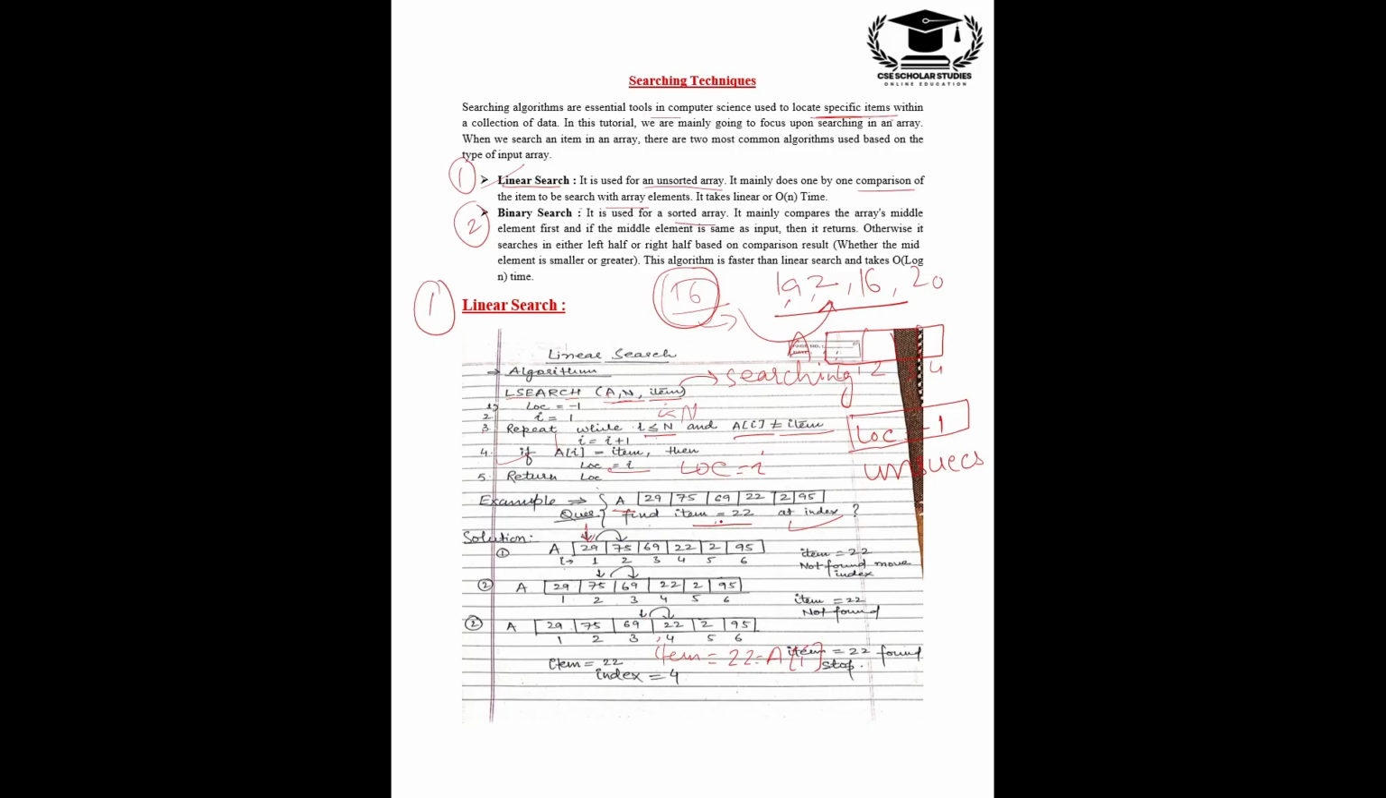22 is equal to the searching item. Yes, 22 is equal to the searching element. So at this point we stop the pointer and print the index value of the 22. So what is the index value of 22? 4. So item 22 is found at index 4. Okay, this is the searching element.